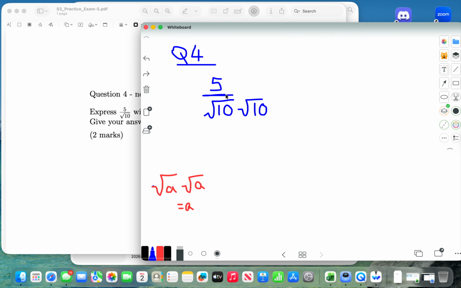So when it says rational, simply what we want to do is get rid of the square root sign, or get it just as the number 10. The numerator must also be multiplied by the square root of 10. And we multiply root 10 by root 10, and as I said, we get 10.